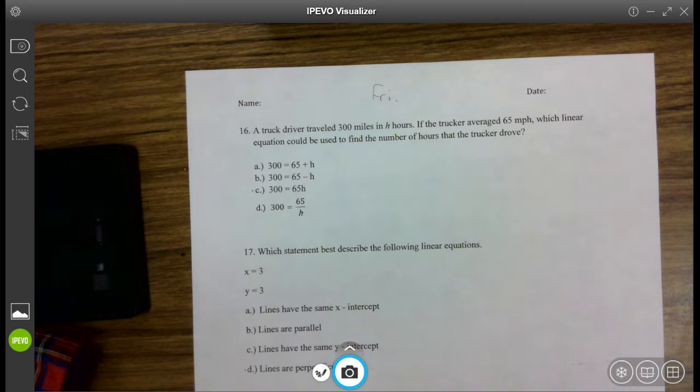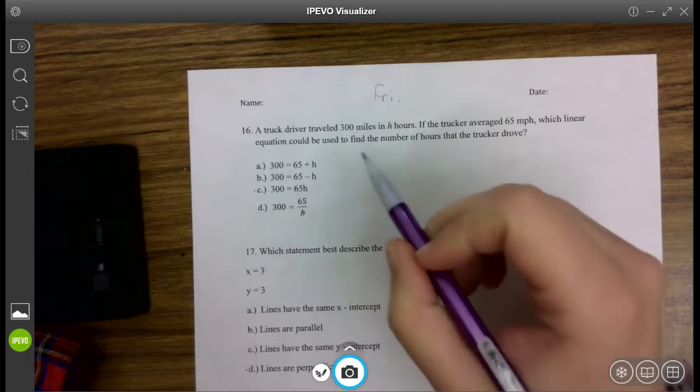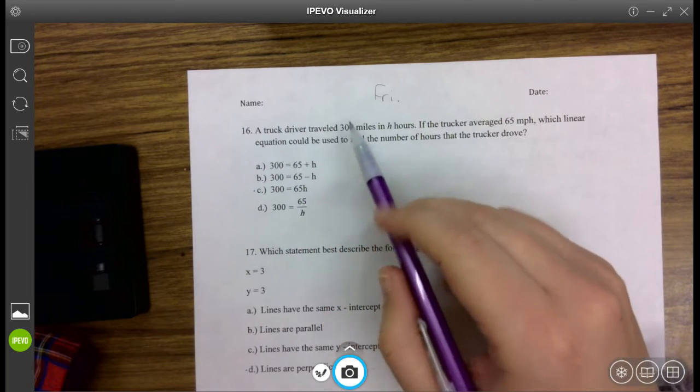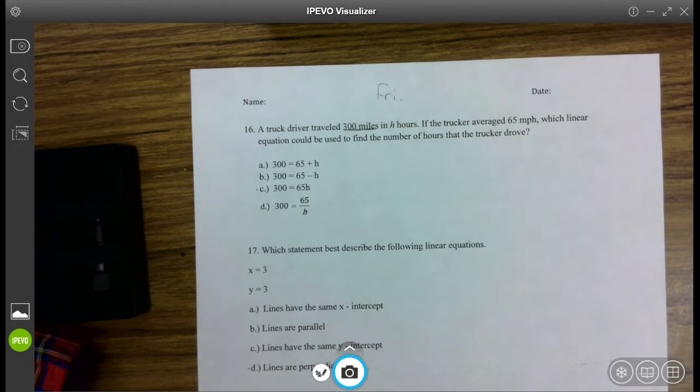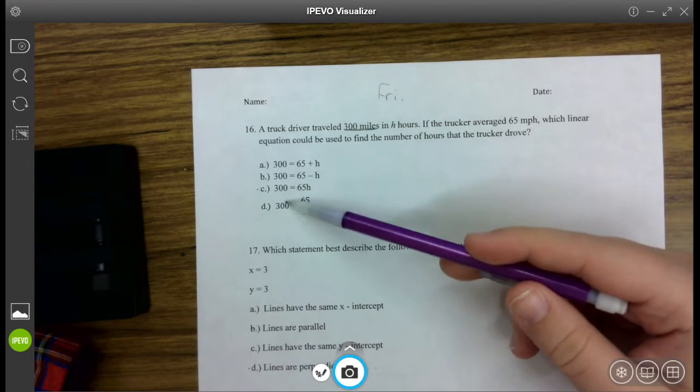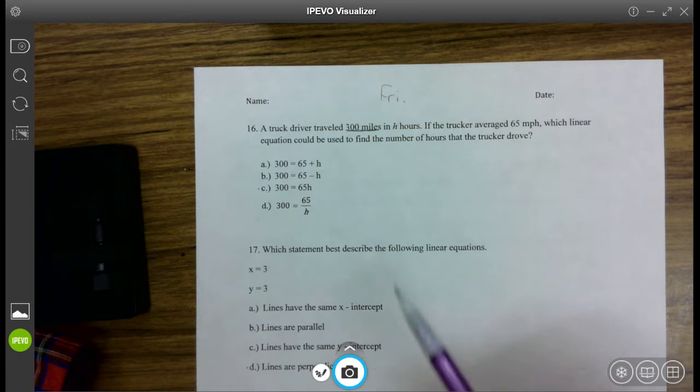It says a truck driver traveled 300 miles in 8 hours. If the trucker averaged 65 miles per hour, which linear equation could be used to find the number of hours that the trucker drove? So if we look, it says he traveled 300 miles. So we know that that is our total. Okay, so if we look over here, everything is still the same, so we can't cross out anything.